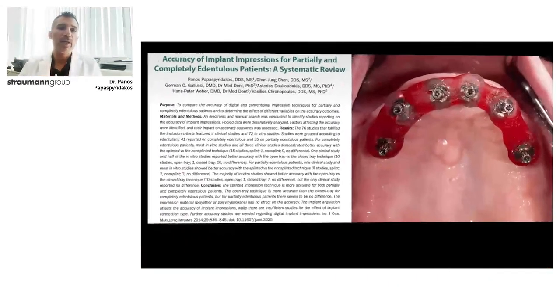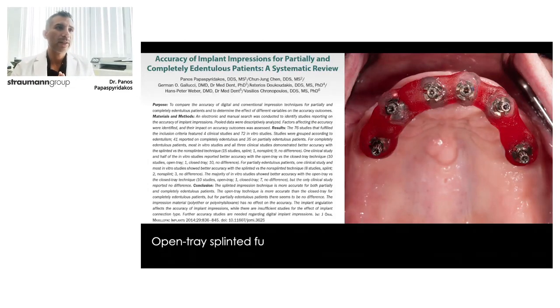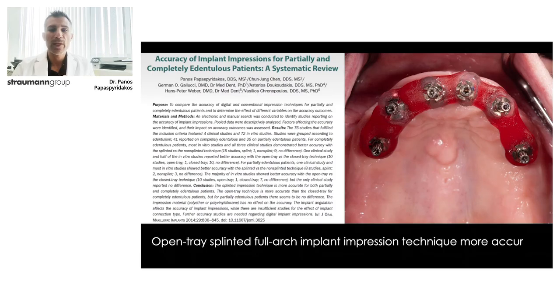What is the evidence for the accuracy? There is a ton of literature on the topic, definitely supporting the open tray splinted full arch impression technique, and that is the most accurate technique that we use and represents the gold standard nowadays. So for every full arch impression, we connect abutment level impression copings, splint them together, sometimes section the splint to allow for depolymerization shrinkage, reconnect, and then use an open tray impression to capture the implant three-dimensional position.